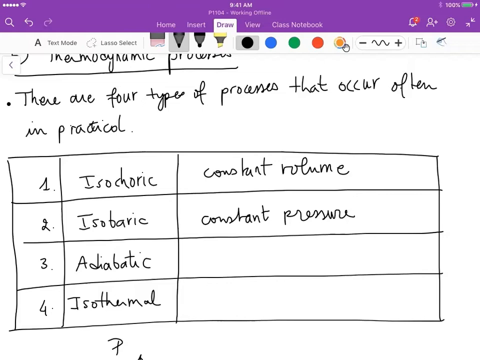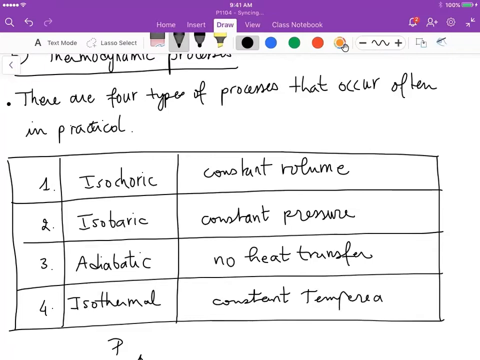The third one is called adiabatic, and in the adiabatic process, we don't have any heat transfer, so there is no heat transfer at all between the system and its surrounding, which means that dQ is equal to 0. The amount of heat transferred is 0. And finally, isothermal, which means that the process is happening at constant temperature. So temperature.